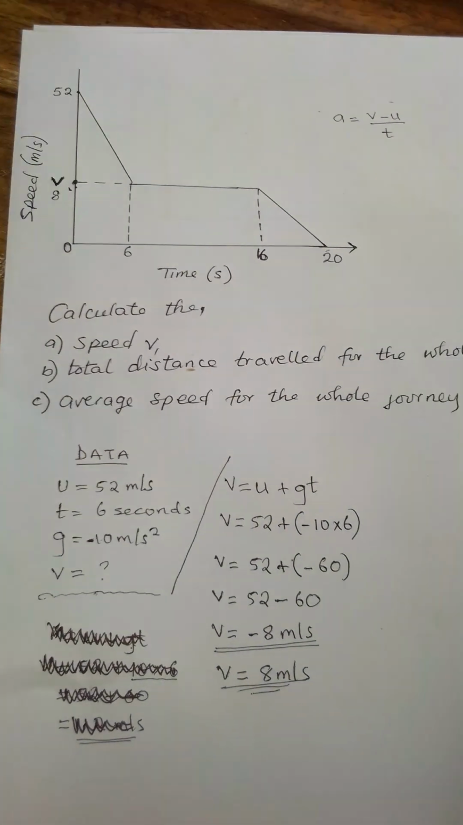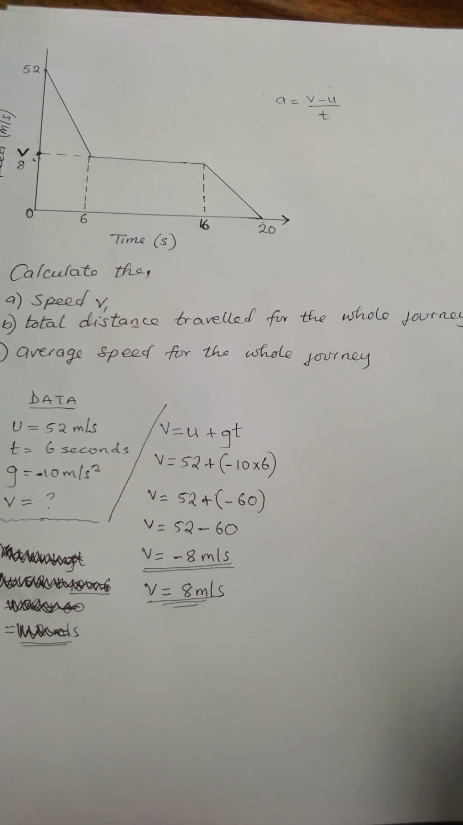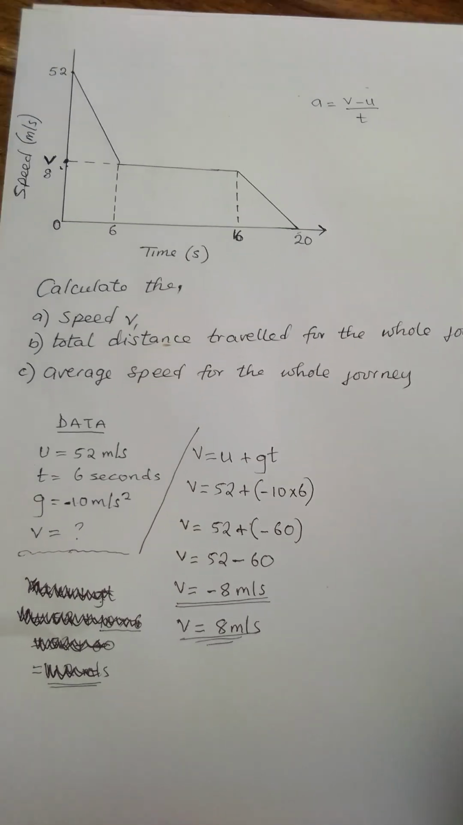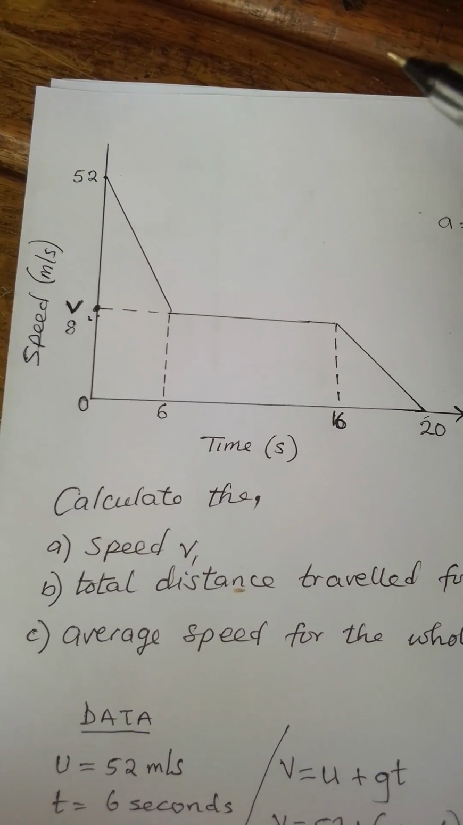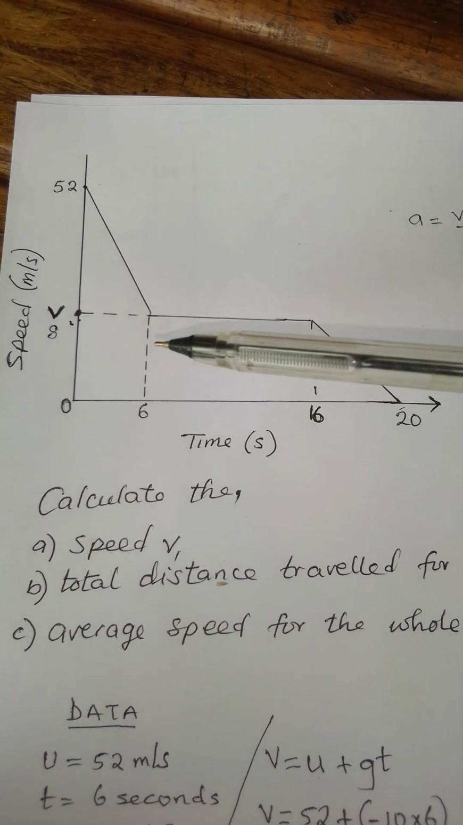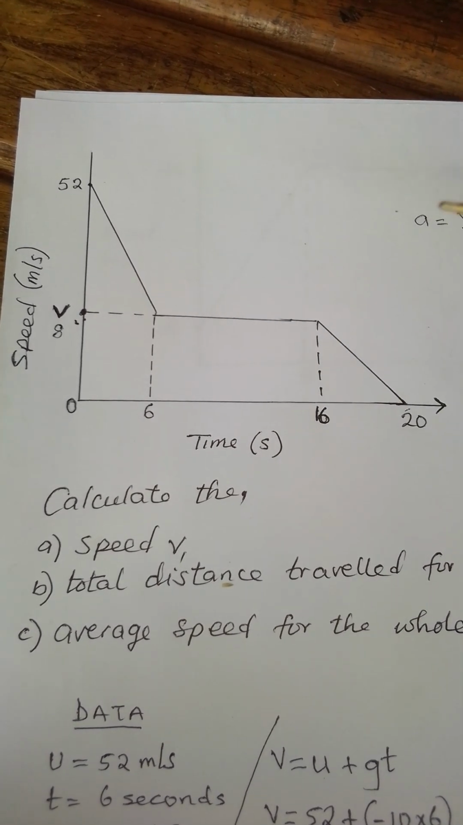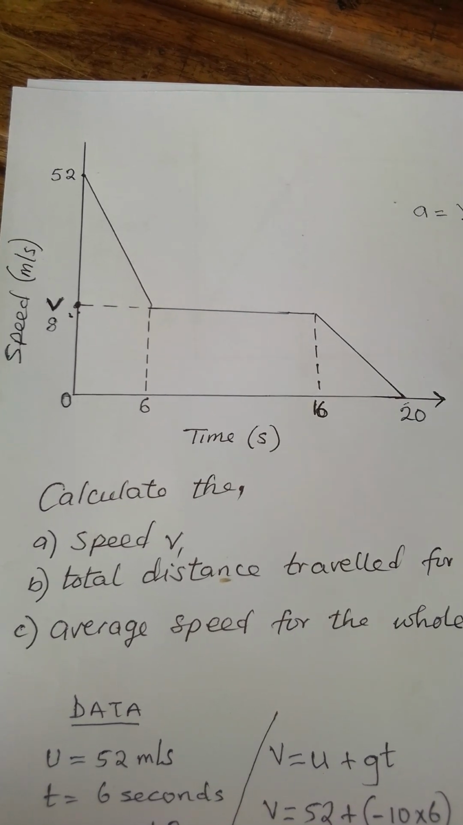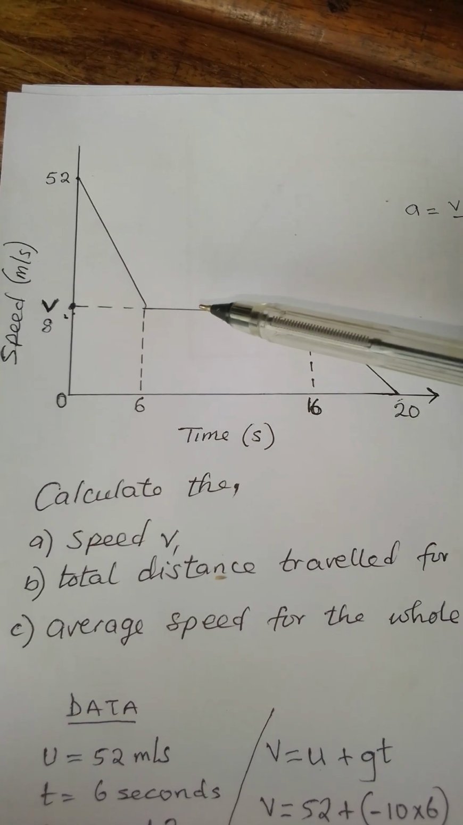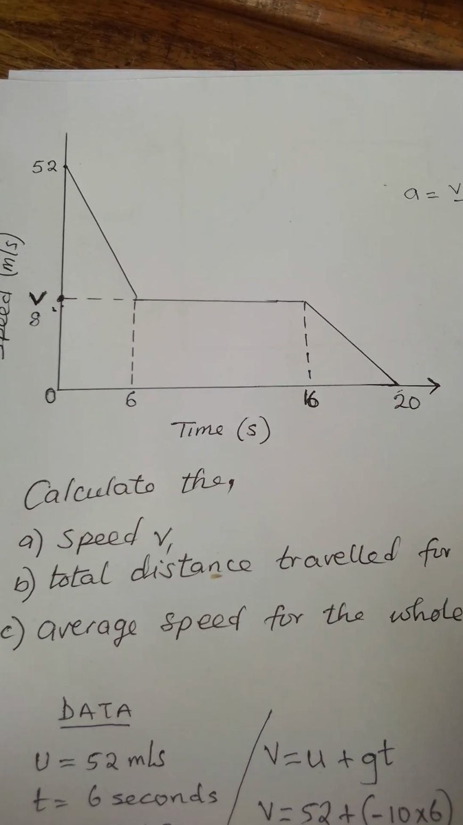Now, the second question says, calculate the total distance traveled for the whole journey. Total distance traveled for the whole journey. So, in simple terms, in mathematics, we can see a lot of shapes here. We can see triangles, rectangles, trapezium. So for us to find this answer easier, we are going to consider the trapezium part so that we find this answer as quickly as possible.